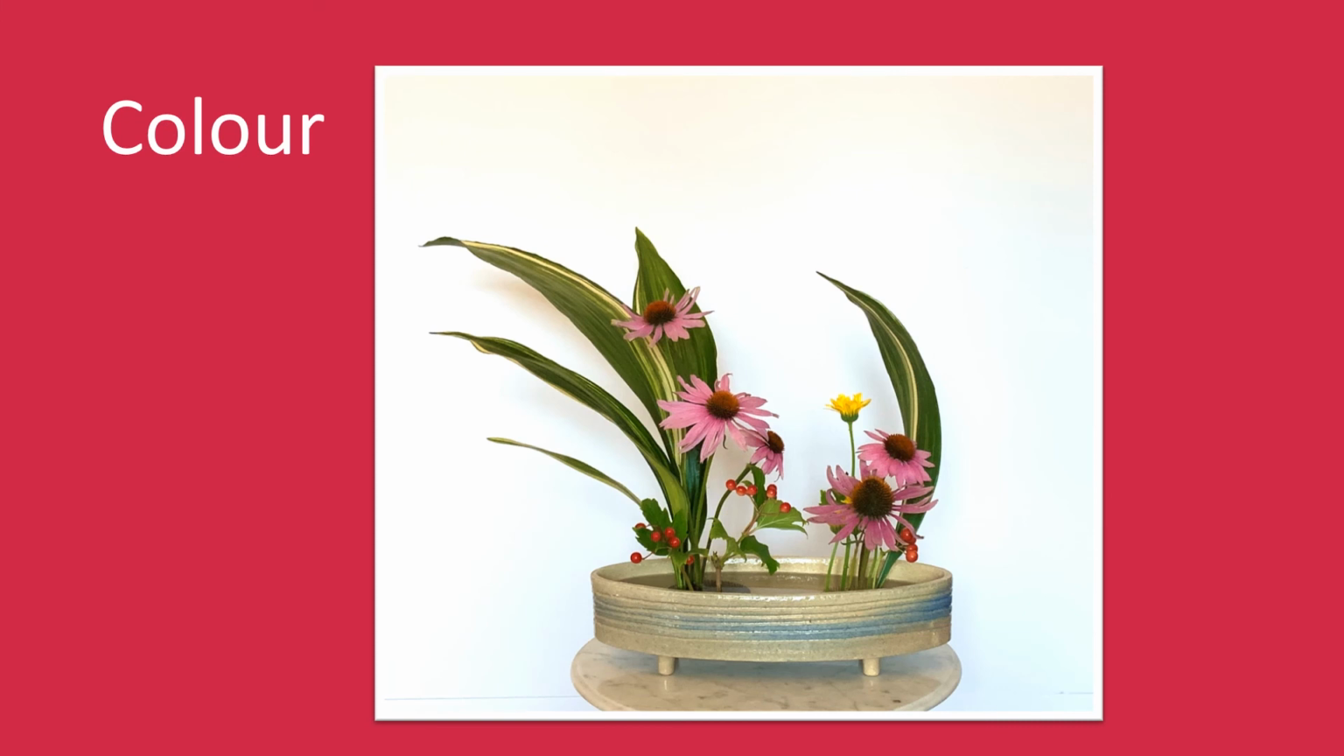In Jiyuka, a variety of colors is quite important. You must always have green, for example, and here we have green, purple, red berries, and yellow flowers.